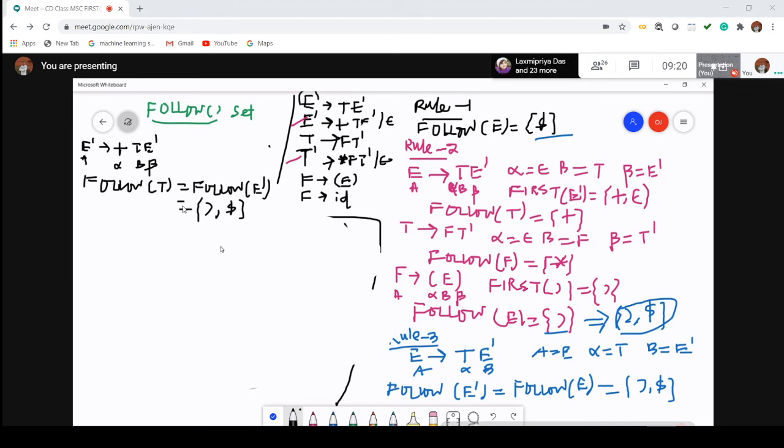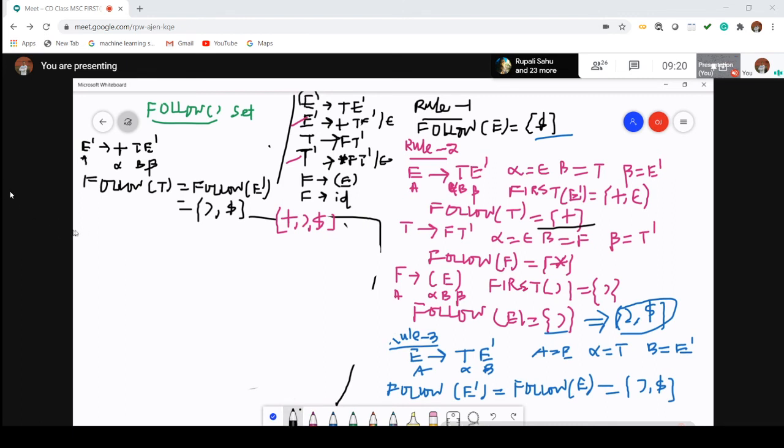Again, in the previous part we calculated follow for T using rule number 2. You can check rule number 2 here. We have already calculated follow for T equal to plus. Now I can write follow for T equal to plus, right parenthesis and dollar. Previously you got plus, now you get right parenthesis and dollar. So the total follow set of T is plus, dollar and right parenthesis.